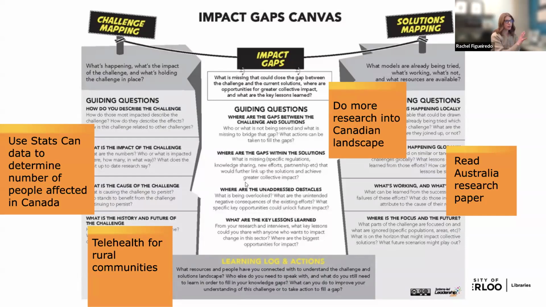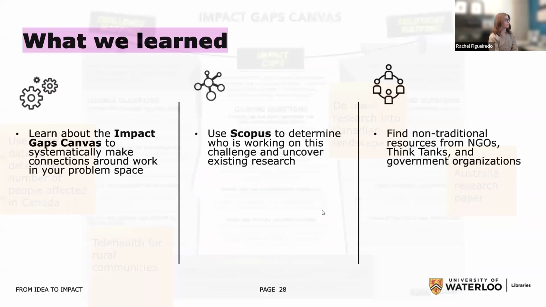I would say this is the starting point if you are in this ideation phase, if you're new to a research topic. Using a framework of any kind, whether the Impact Gaps Canvas or one of the other ones that's on the website, using a framework that could help you start thinking around that topic and prompting you to think of different research questions for that topic is a really good way to get into it.